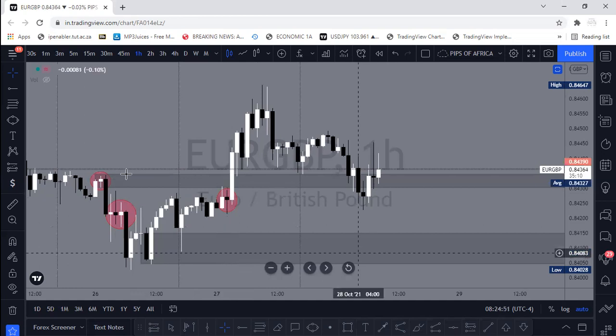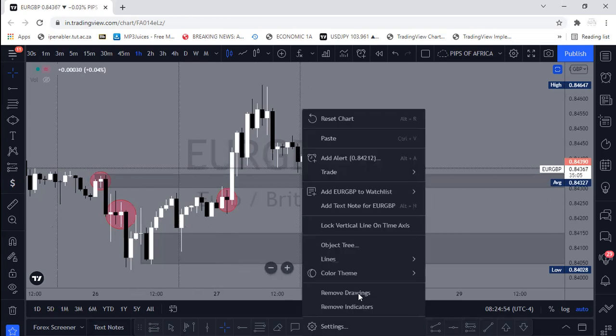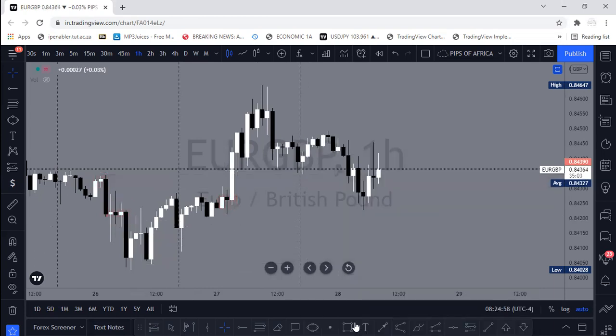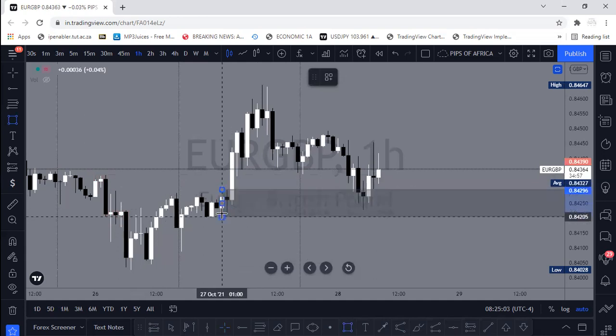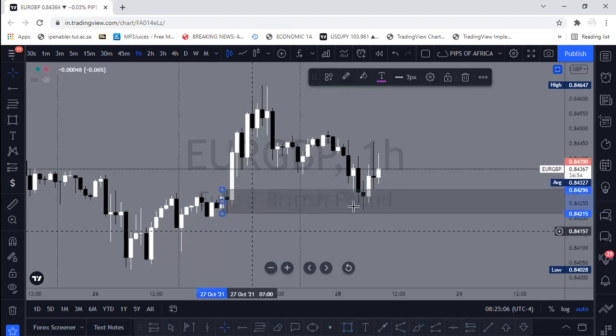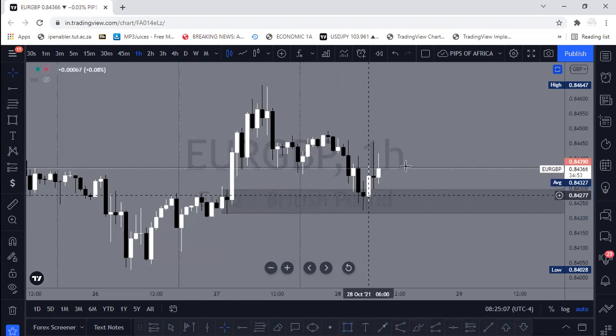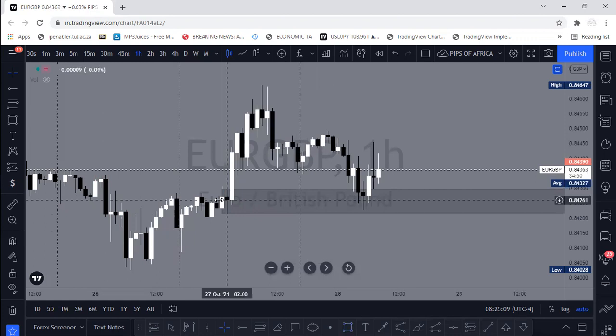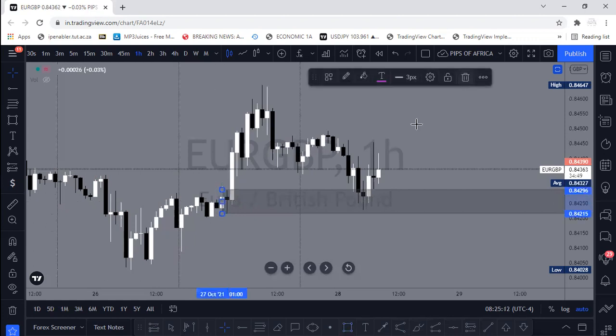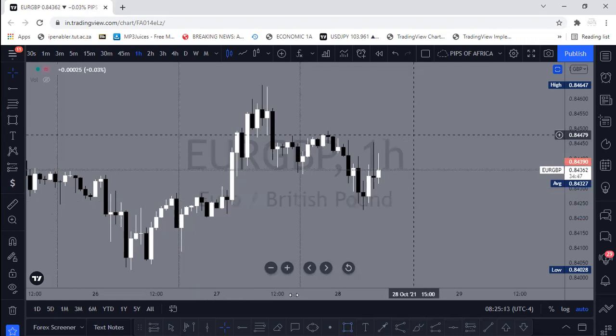Let's check that. Let me delete the drawings. You can see that the market came for this one. It mitigated this one, then it went to the upside. Another scenario, which is the last one. The last scenario is going to be this one.